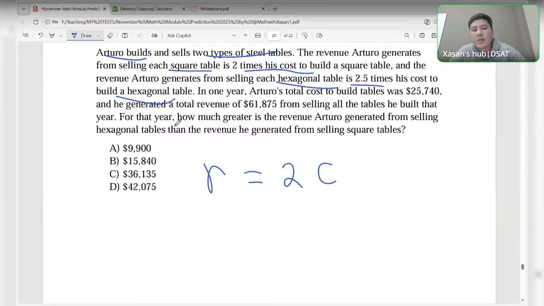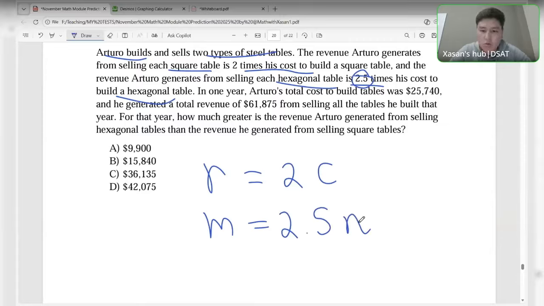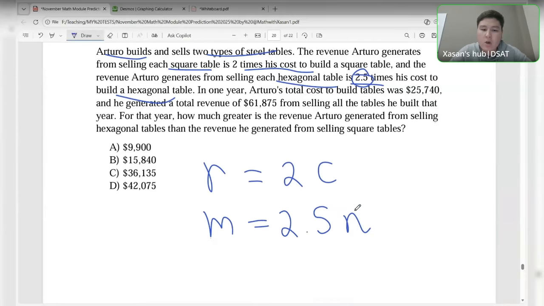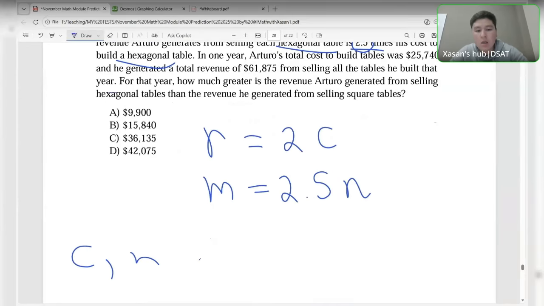Of course, let's say guys, it is going to be another revenue, so I'm going to use M equals twice his cost to build, like 2.5N. Guys, N is the cost to build. C and N are the cost to build, and R and M are the revenues here.